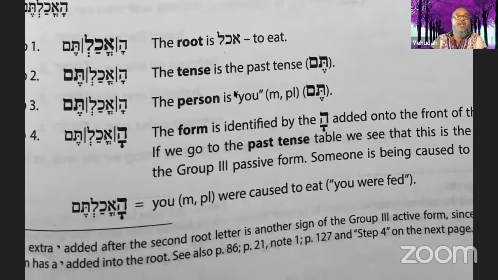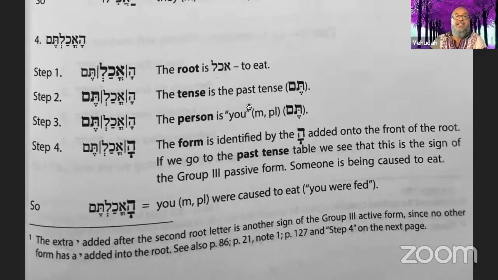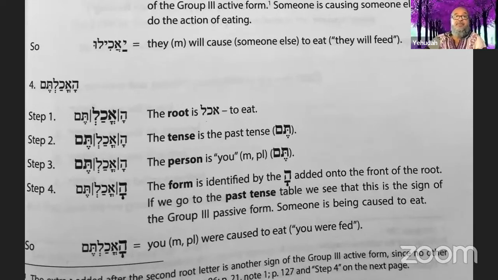So in this case, since we got everything done, it says the form is identified by this, and they got it in bold. This is what's left after everything else is removed. So what does it mean? We're going to have to go back and look at that chart, because we know that this is in the past. We've identified it by this root ending being on it. So we know it's in the past. We just don't know, is it active? Is it passive? Because it could be active, it could be passive.